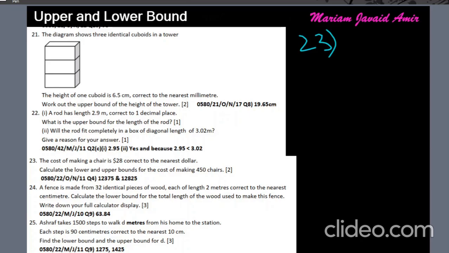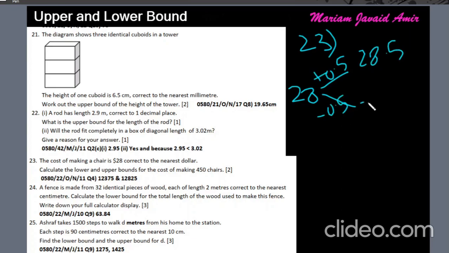The cost of making a chair is $28 correct to the nearest dollar. Calculate the lower and the upper bound for the cost of making 450 chairs. So cost of making a chair is $28 correct to the nearest dollar means add 0.5 to get the upper bound, subtract 0.5 to get the lower bound.